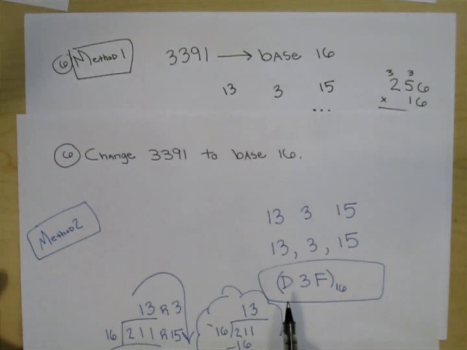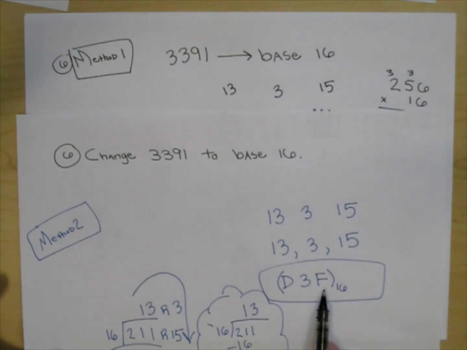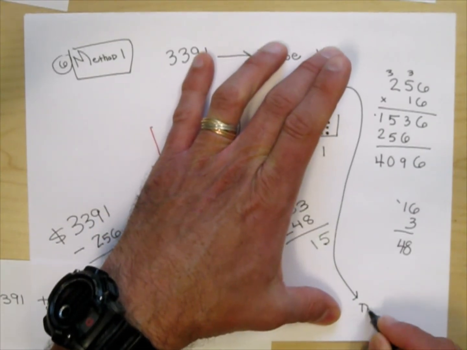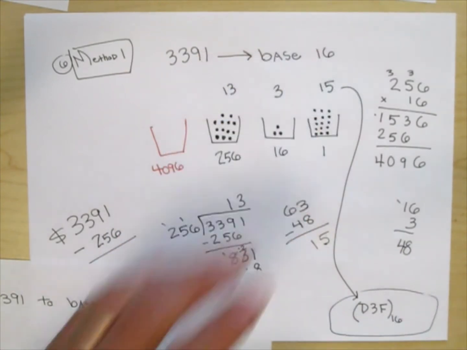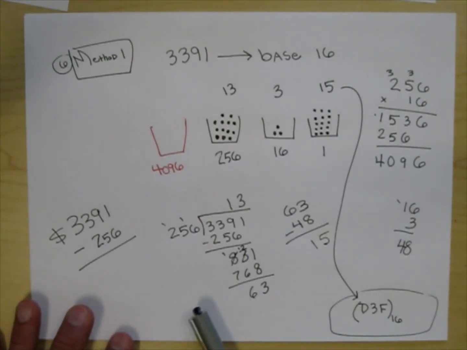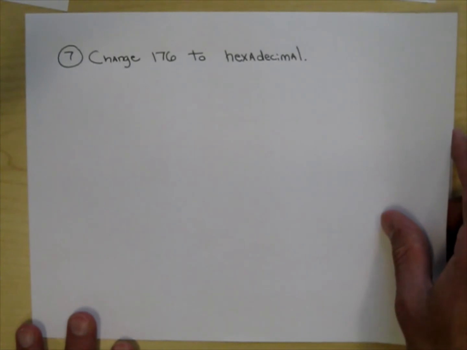We changed them to D, 3, F. And so I'll just go ahead and say, okay, so you can get D, 3, F, base 16. Okay, so that's why people like method 2 better. Some people do. And some people still say, well, I don't care. I still like this method, even though sometimes this will happen. Let's go ahead and do problem number 7.